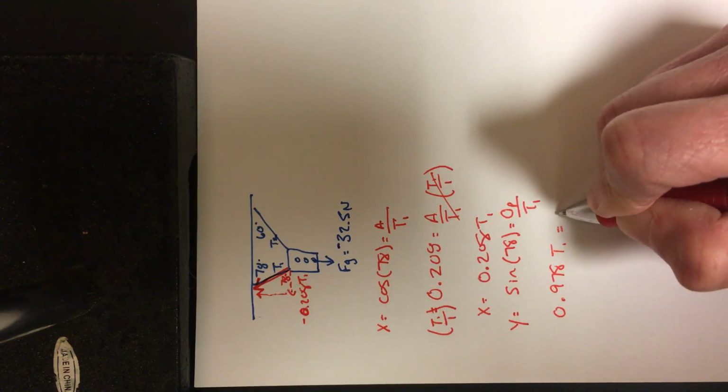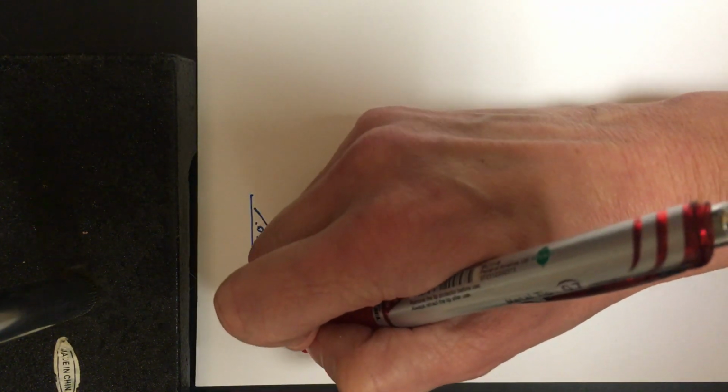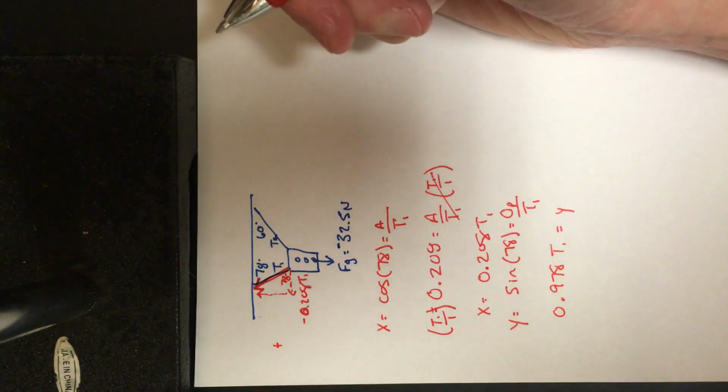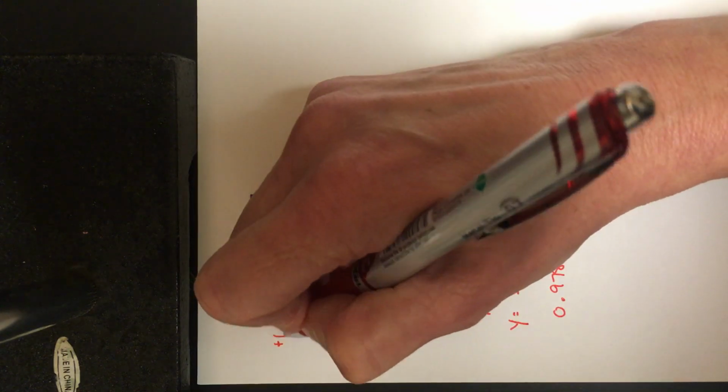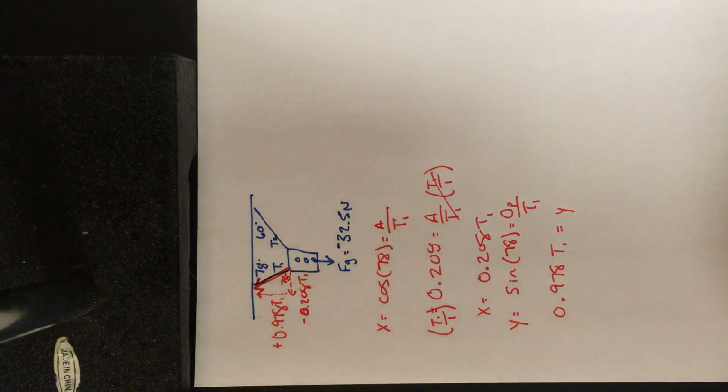That's going to be equal to that y side, my opposite side. So I'm going to come over here to my picture, and I'm going to put a positive sign there just to make sure I understand that it's going up. Okay.